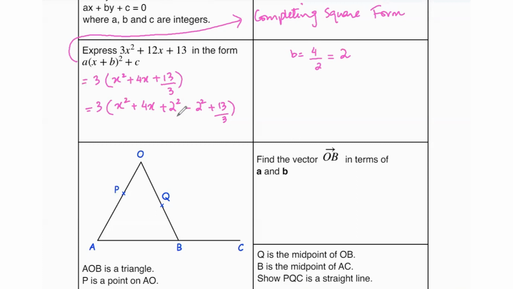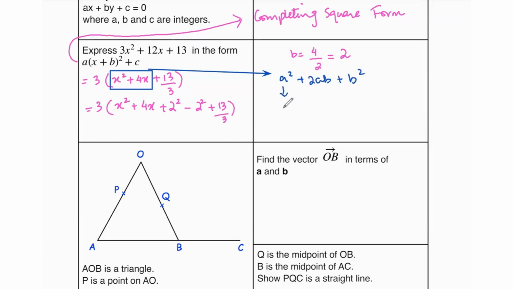Now, the reason why we've written plus 2 square and minus 2 square is because plus 2 square is the new term that we're introducing over here. And since we're adding a new term to maintain a balance, we have to subtract the new term as well. Hence, we have the minus 2 square. And the reason why we did the plus 2 square is because we're trying to convert x square plus 4x, which is this part, in the form of a square plus 2ab plus b square.